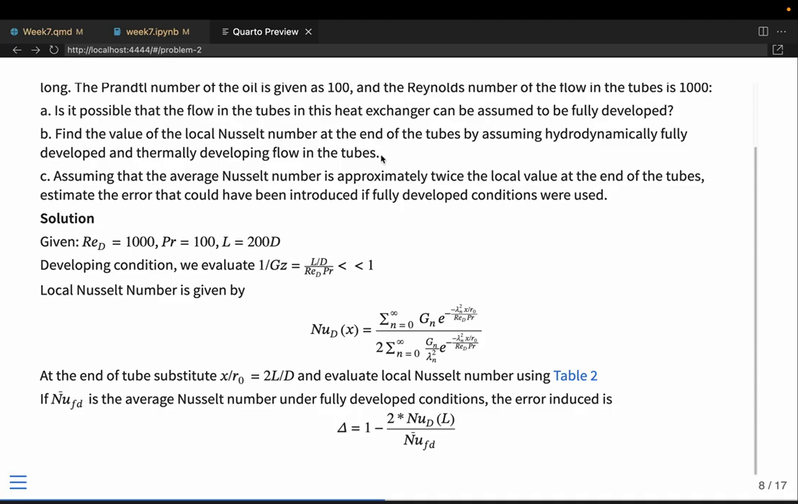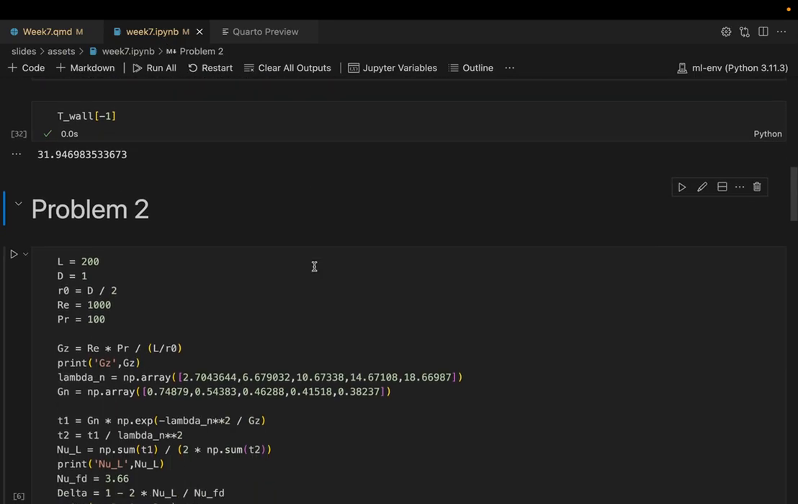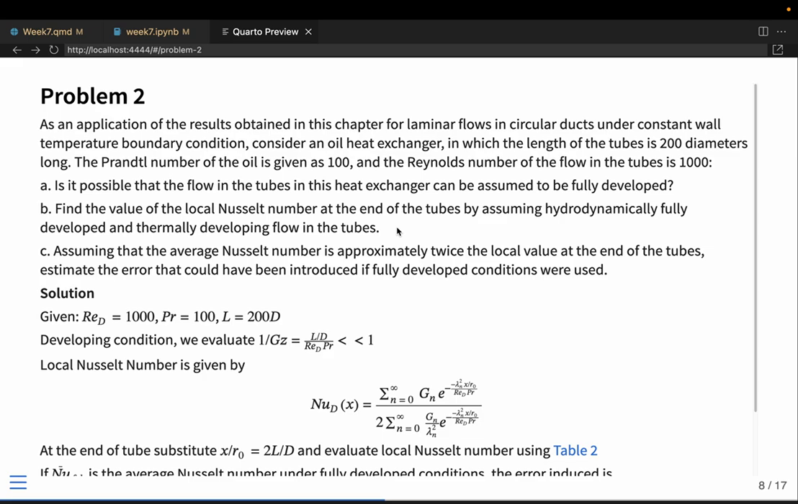Are you familiar with Python or something? If you're familiar with Python or any other programming language, you can do this very fast. All you have to do is plug in the values of lambda n and Cn, and then just put the expression over here. That should give you the value of Nusselt number as around 7.7. But under the fully developed conditions, we have it around 3.66. This is the value for fully developed case. So you can compute the error as 1 minus 2 times that given by this. That is giving me around 321% error. So make sure you calculate this before assuming it as fully developed.